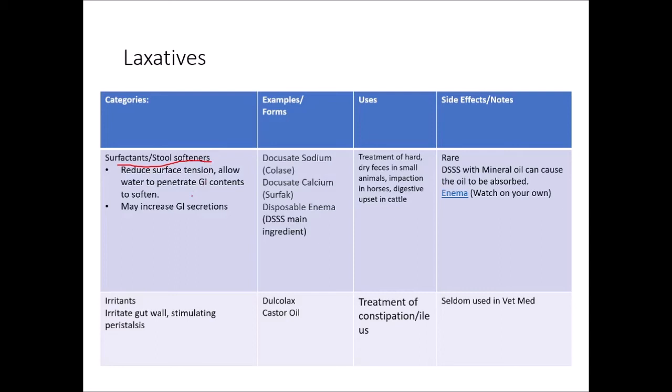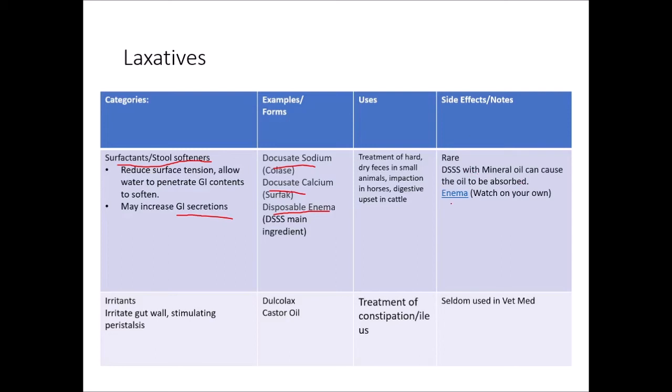Now, if you click on this, it should go directly to an enema YouTube video, but you can watch that on your own. Some irritants that we can use to irritate the gut wall and stimulate peristalsis would be Dulcolax or castor oil, and this helps with the treatment of constipation and ileus. We seldom use this in vet med, but it is something that can be used in order to get things moving again.